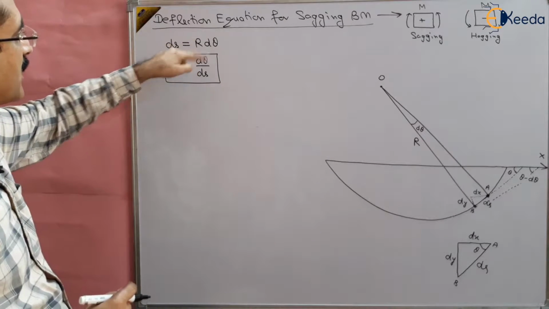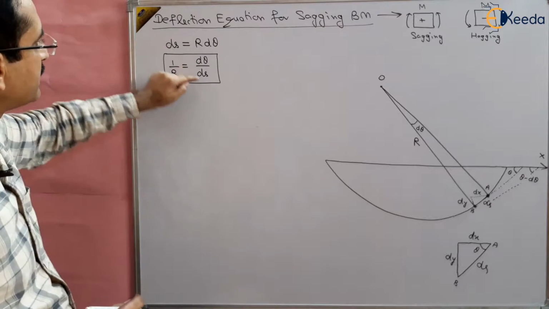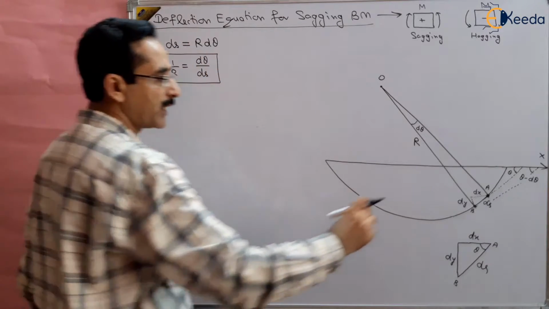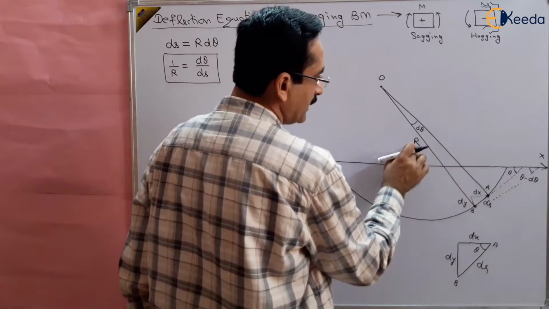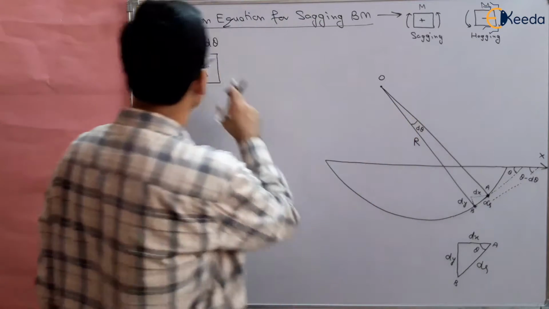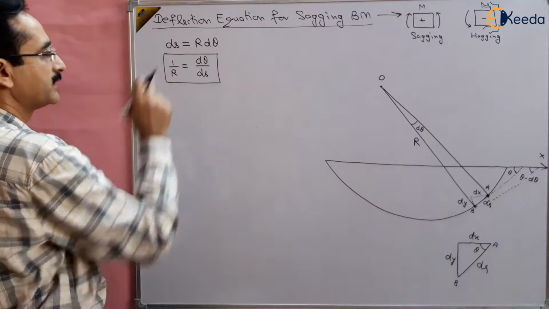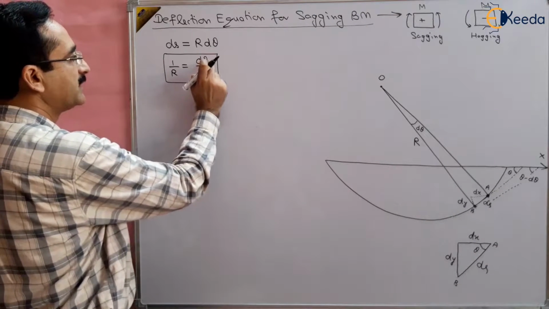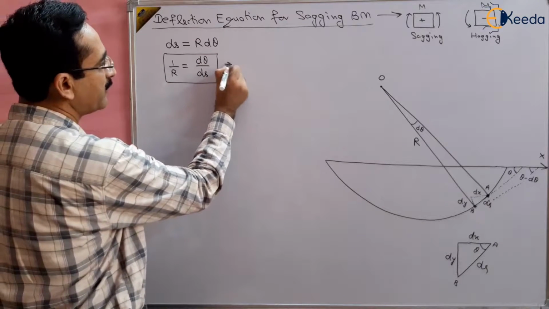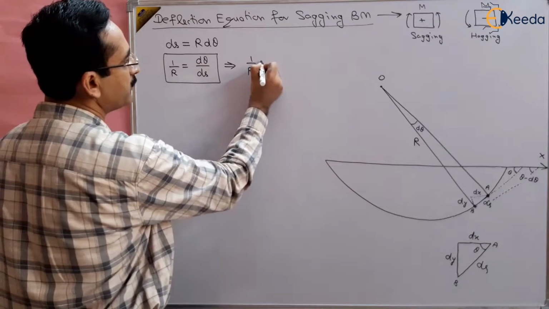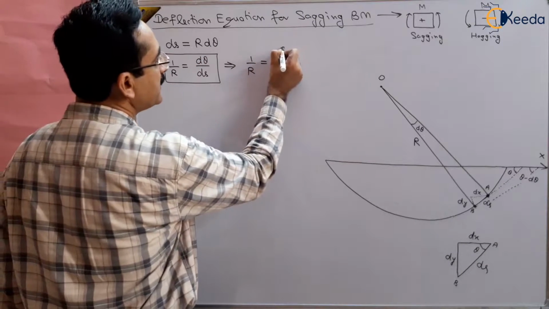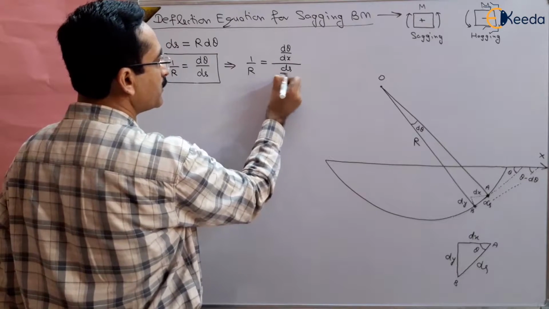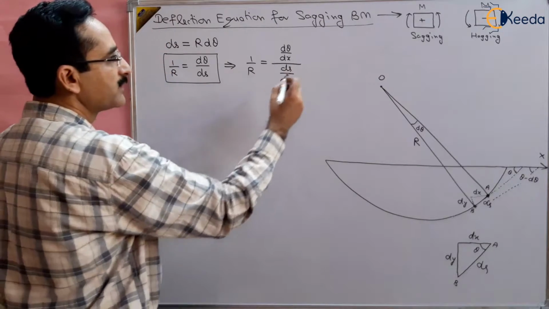From here you can see that r is in the denominator and ds is in the denominator, right? So 1 by r equals d theta by ds, and ds is equal to the arc length. The length of the arc is equal to radius multiplied by the angle. You know already that ds equals r d theta, right? Now if we divide by dx, d theta by dx and ds by dx, what will we get?